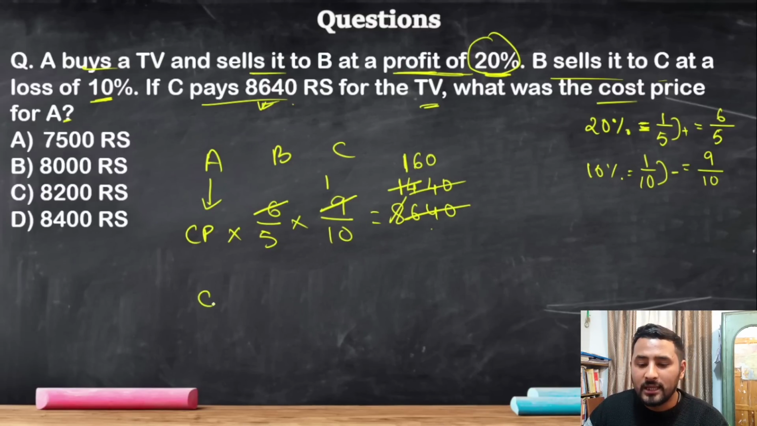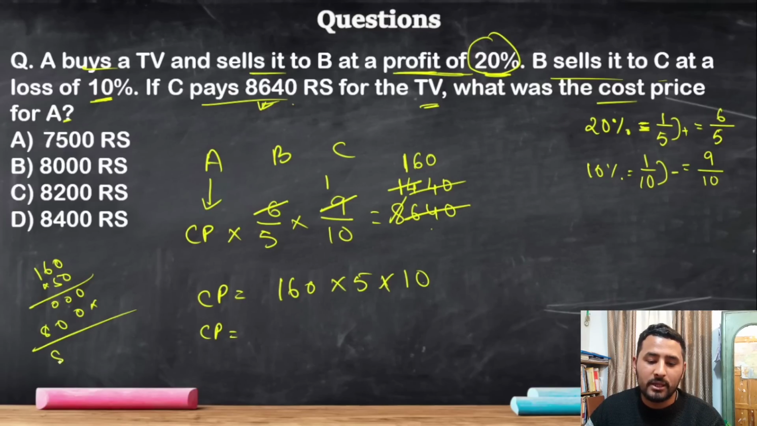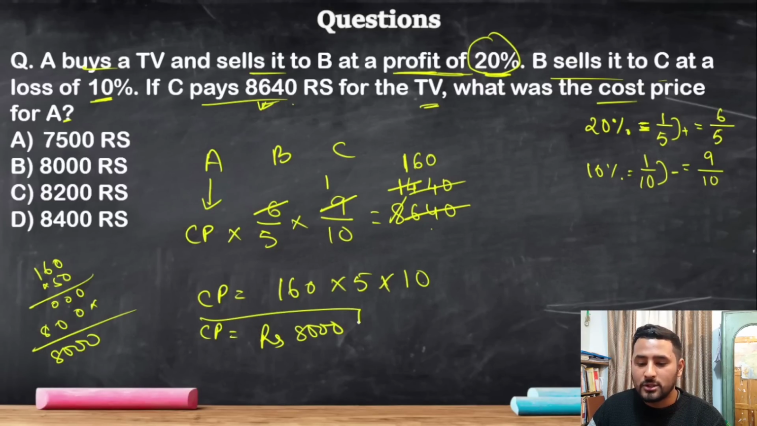Okay. Now the remaining, like I said, what you can do is, the denominator will be multiplied to the other side, right? So it will be 160 into 5 into 10. Clear? Just multiply this, you'll get the answer. 5 into 10 is 50. So 160 multiplied by 50, you'll get 8,000. CP, the cost price of A, will be 8,000. Clear?